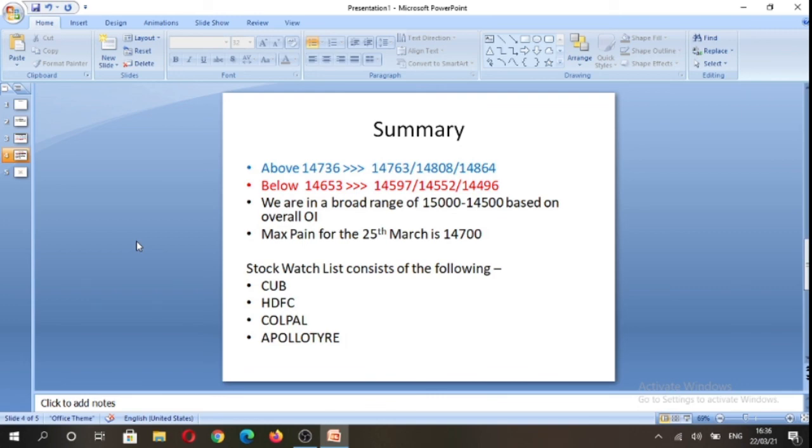So if market was to expire on this Thursday at 14,700, in that scenario, option buyers are going to suffer highest amount of losses. As you all know that on expiry, large percentage of options they expire worthless. And our stock watch list comprises of CUB, HDFC, Colbal, and Apollo Tyres.